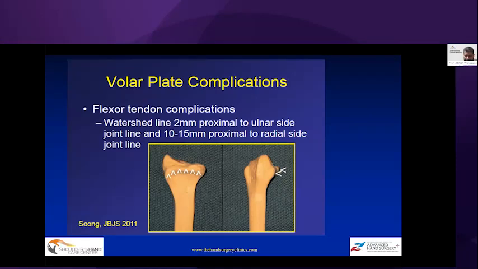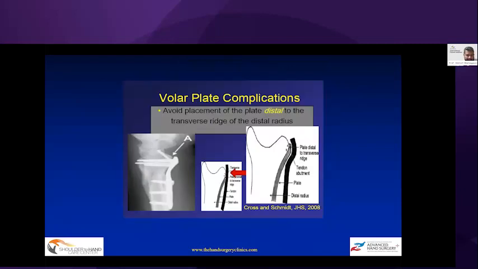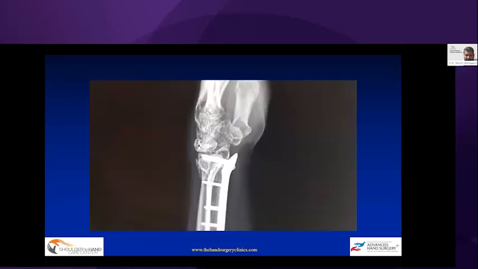Complications of volar plates cannot be overemphasized. They have been described in literature, left, right, center, but we tend to neglect them. I think one of the most important aspects that we neglect is the proud hardware that may cause tendon irritation. So Soong's grade has been used to identify the risk that may be imminent for tendon ruptures. Please bear that in mind.